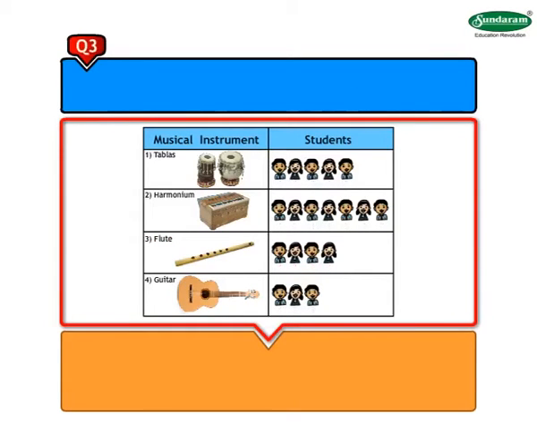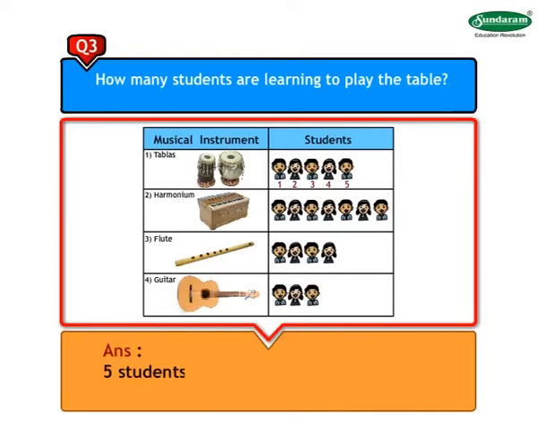Question 3. How many students are learning to play the tabla? Solution. You can observe that there are 5 students beside the picture of tabla. Answer. 5 students are learning to play the tabla.